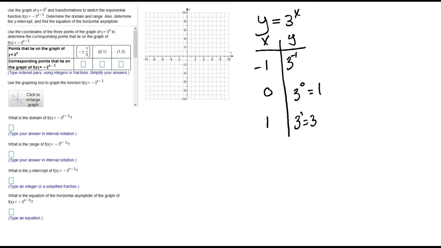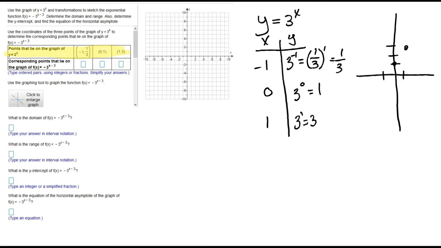And 3 to the negative 1 power, that negative tells us to do the reciprocal of the base and then do the power. So that's 1/3 to the first power is 1/3. And you can see those are the same ordered pairs that they gave us in this chart right here. So that's how they got those values, by substituting them into the equation 3 to the x. So let's see what that picture looks like. So we have 0, 1, 1, 3, and negative 1 and 1/3. So we're getting this picture right here.